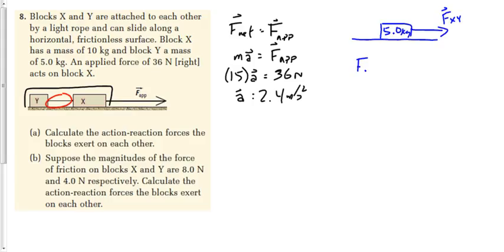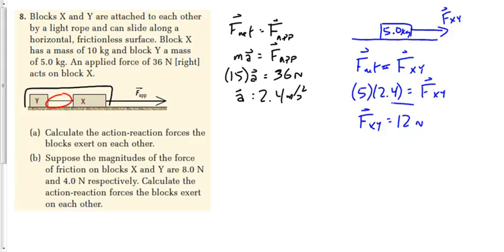So we're going to say for that object, the net force is equal to the one force, that's Fxy. M times A, 5 times the acceleration of 2.4 equals Fxy. So 5 times 2.4 is 12. So Fxy ends up being equal to 12 newtons. All right? Does that make sense?